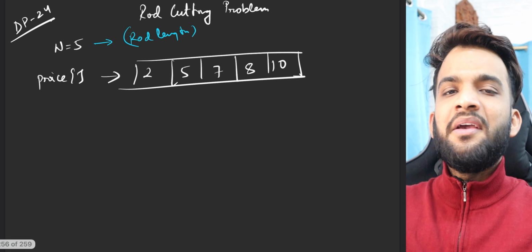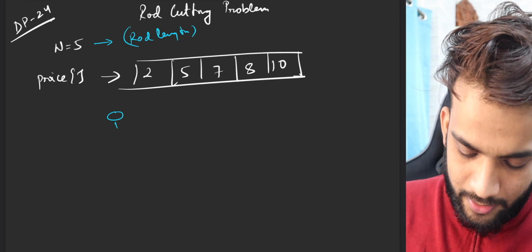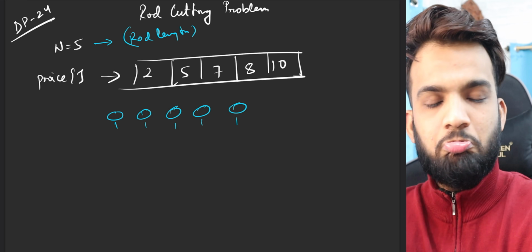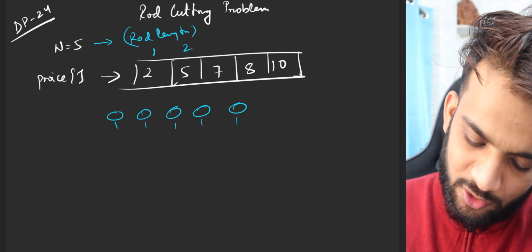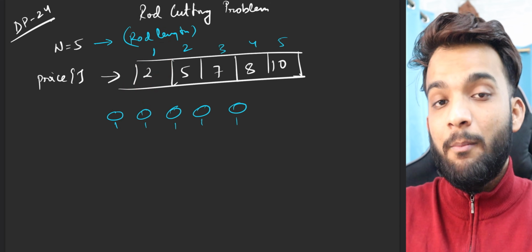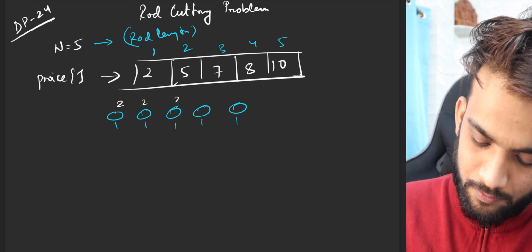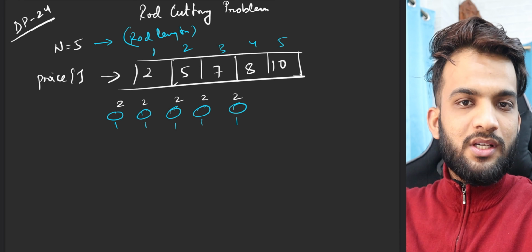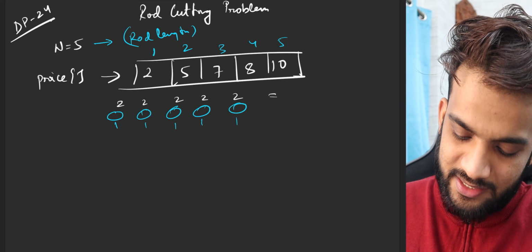You can be like, hey Striver, I can cut the rod of length 5 into a length 1, a length 1, a length 1, a length 1, a length 1. Possible. For length 1, the price that you will get in the market is 2. So the pricing that you'll get is 2 for every piece, because you will cut the rod into pieces and sell them in the market. So the total price that you'll get in the market is 10.